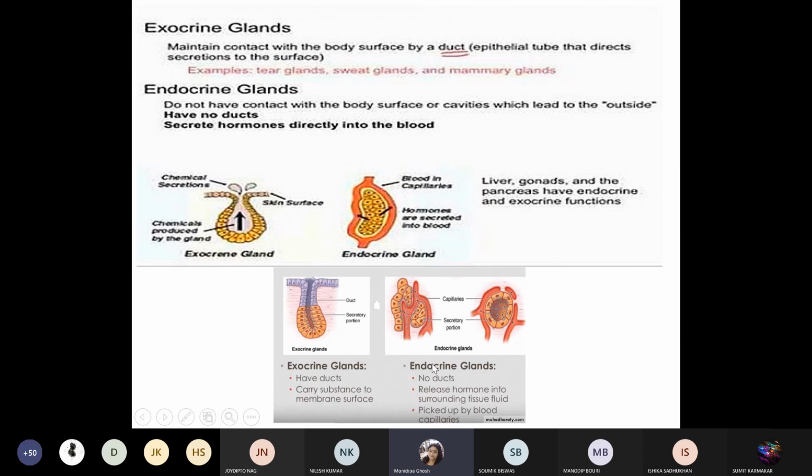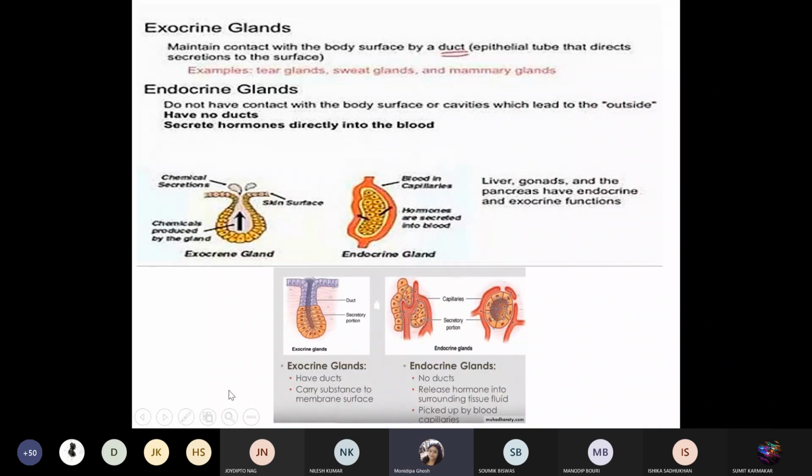And the endocrine glands look like this. This is the glandular structure which is traversed by vascularization. Vascularization means the blood capillaries traverse in this gland, and the exchange of the chemical from the gland to the blood capillary happens inside only, and the blood capillaries take the chemokines to the distant place.